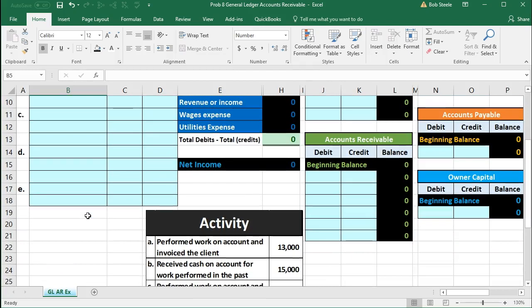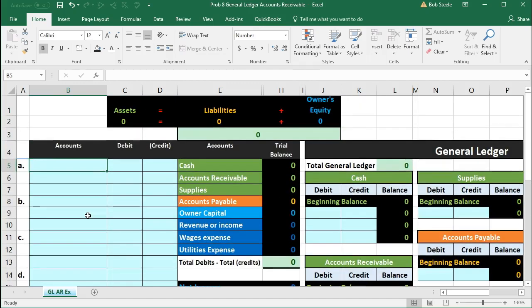All right, first activity: performed work on account and invoiced the client. So we did work and invoiced the client. Our first question is always, is cash affected? No, cash is not affected because we invoiced the client and have not yet received any money. Therefore, the second question is what we have received, and we received an IOU, accounts receivable.